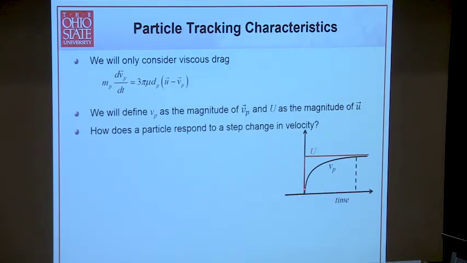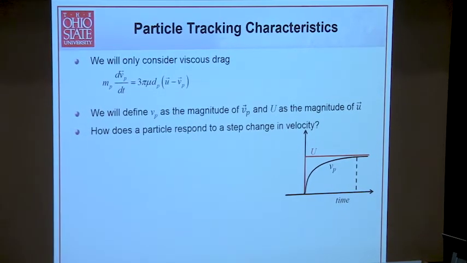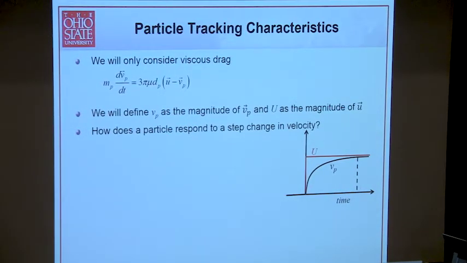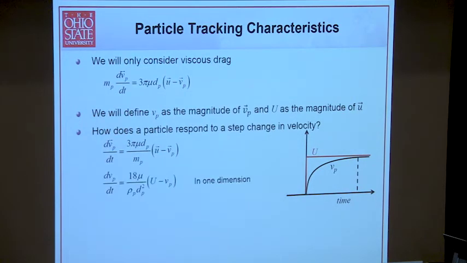What we want to ask ourselves is that if we have a step change in velocity, let's say the velocity of the fluid changes just like that, we have this instantaneous change, how quickly would the particle respond to that step change in velocity? Okay? So again, let's divide through by the particle mass. We can then substitute back in the definition based on volume and density, and you end up, in one dimension, we'll just consider the scalar components u and vp just in one dimension.